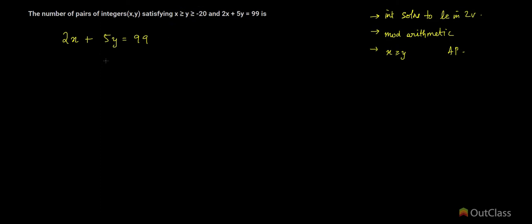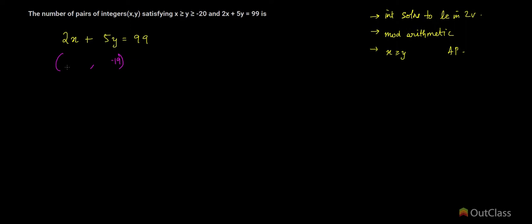Now, even though I said modular arithmetic because of this 2, it's actually just as simple as looking at the parity. 2x is always even, 99 is always odd, so we need this expression 5y to be odd as well. 5y will be odd when y is odd. Whenever y is odd, you're going to get a value of x which is an integer. That's what it boils down to. So I want to start with the smallest possible value of y which satisfies the inequality and which is odd. So I'm going to start at y = -19.